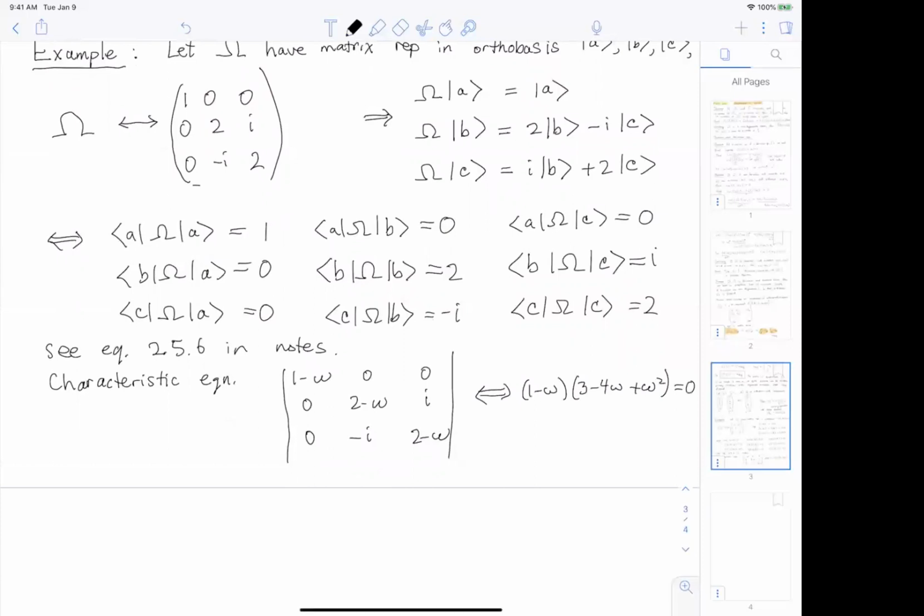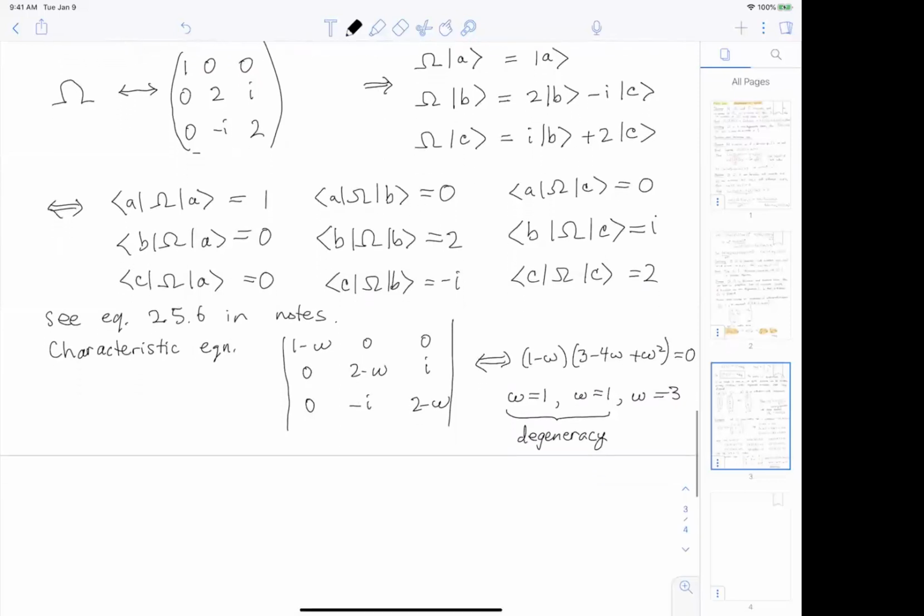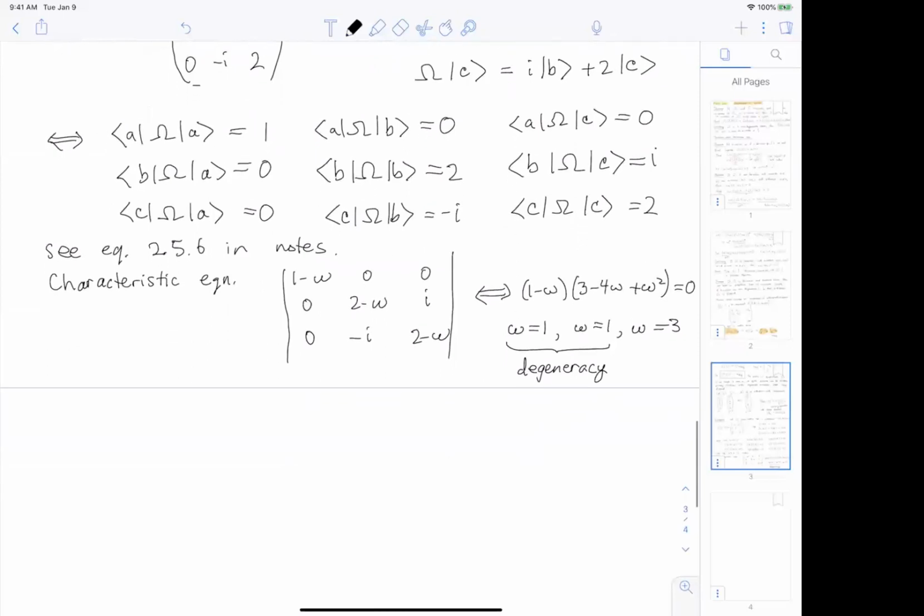Now it's a quadratic equation times a linear equation. And so the solutions are omega equals 1, omega equals 1 again, and omega equals 3. Those are the three solutions of the cubic equation. And again, I've engineered this example so that two of them are the same, so we have a degeneracy. Now that we know the three eigenvalues, even though two of them are the same, we can go ahead and construct the eigenvectors. Let's do the non-degenerate one first.